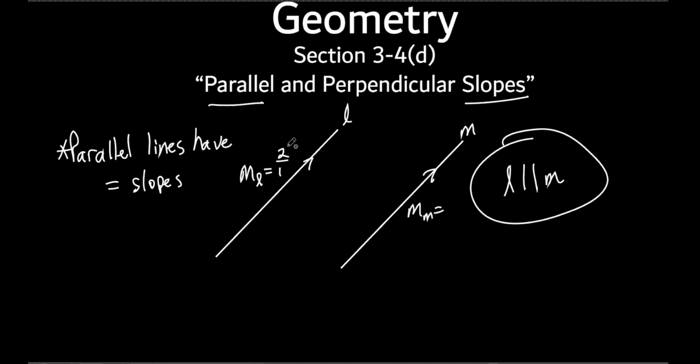So if the slope of line L is 2 over 1, and they're parallel to each other, what's the slope of line M? 2 over 1, right. Okay, not a trick question. Really simple, really easy. Everybody got that? Okay.